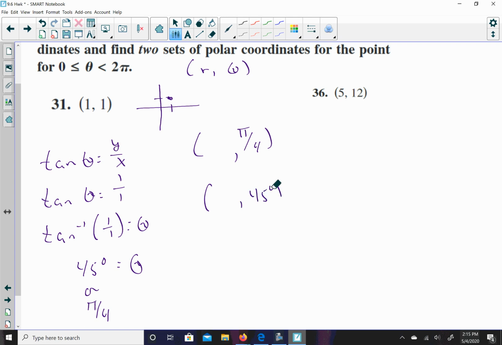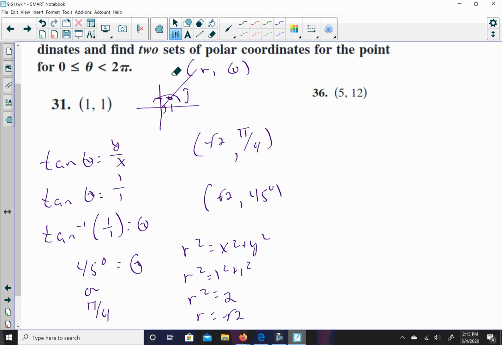Now to find r, remember r squared is equal to x squared plus y squared. So r squared is going to equal 1 squared plus 1 squared. So r squared is going to equal 2, which means r is equal to the square root of 2. So if I were to plot this, this would be my angle pi over 4, and then I'd have 1, 2, square root of 2 is about 1.4, I believe. So it's going to be halfway between the 1 radius and the 2 radius.